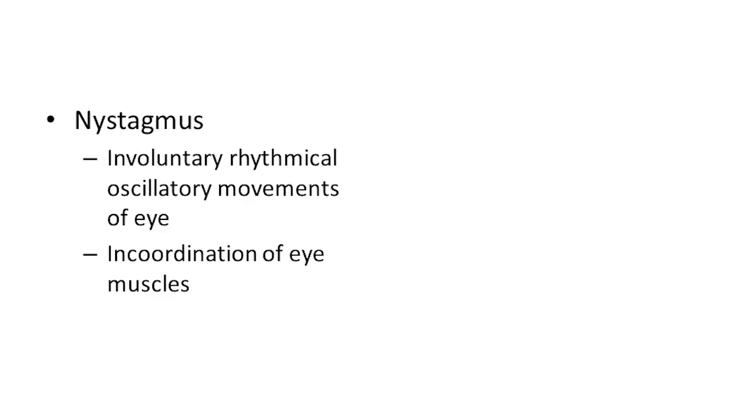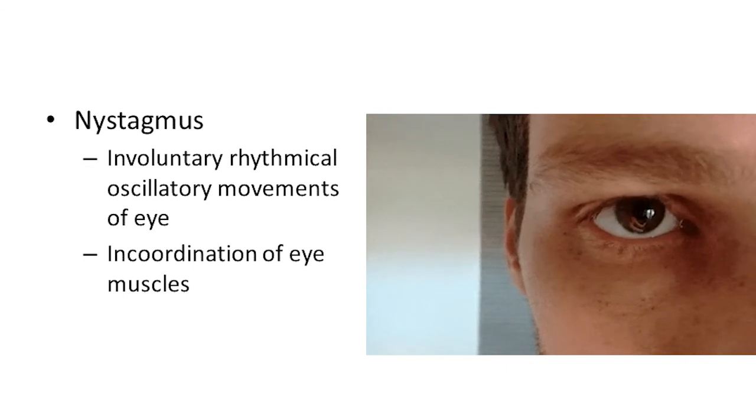The second clinical relevance we will discuss is nystagmus, which is involuntary rhythmical oscillatory movement of eyeball, as you can see here. This is due to incoordination of the eye muscles. As I told you, for a proper movement of eyeball, the 6 nerves and the 12 muscles supplied by these 6 nerves should be in perfect coordination.